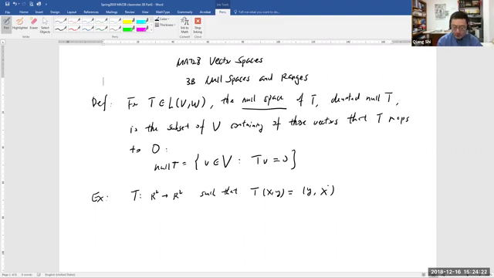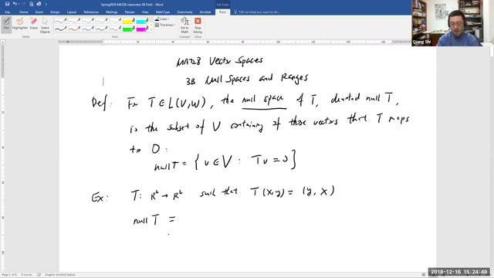map works, and it's not very hard to check this is indeed linear. So check T of (x, y) plus maybe (u, v) is equal to T of (x, y) plus T of (u, v), and then check T of lambda times (x, y) is equal to lambda times T of (x, y), or you can verify this is linear. So then let's consider what is the null space of T here.